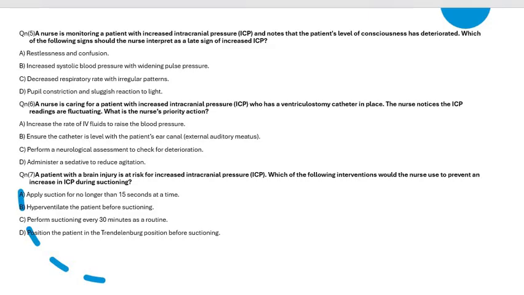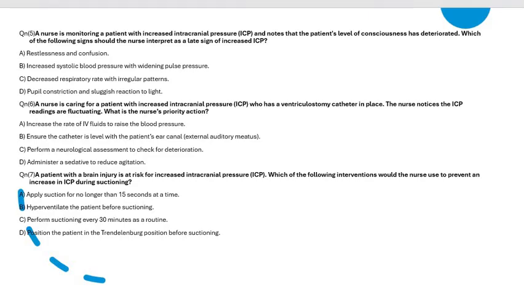Question number 6. A nurse is caring for a patient with increased ICP who has a ventriculostomy catheter in place. The nurse noticed that the ICP readings are fluctuating. What is the nurse's priority action? We already talked about this. We said we always want to make sure that the level is at the level of the ear. So ensure the catheter is level with the patient's external ear canal, external auditory meatus.